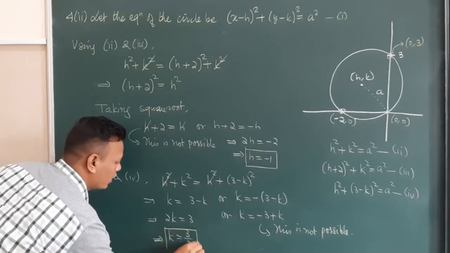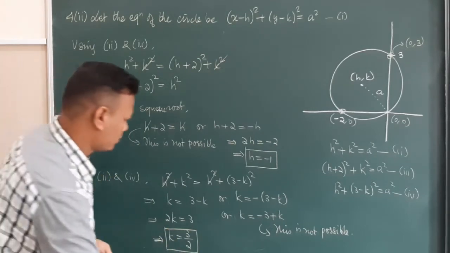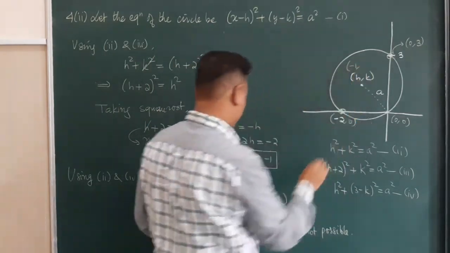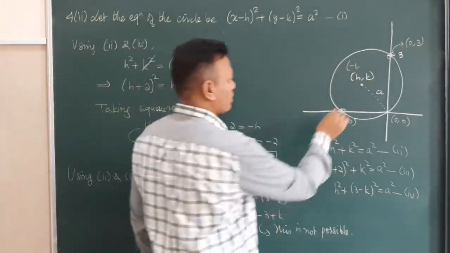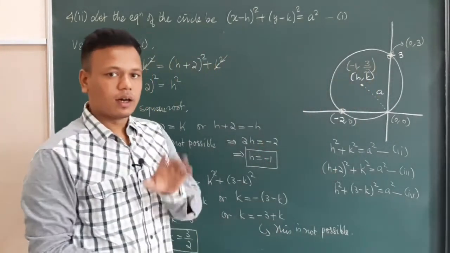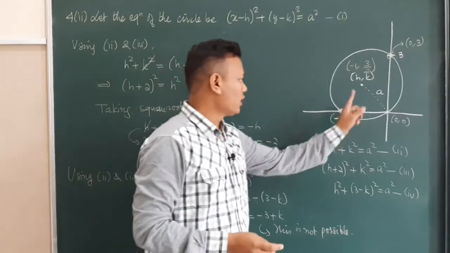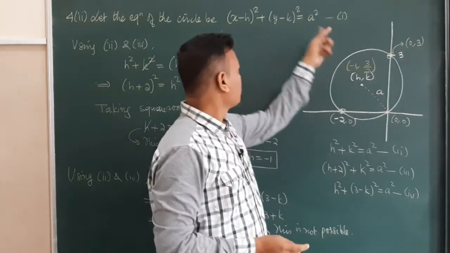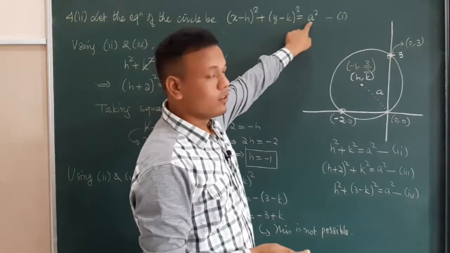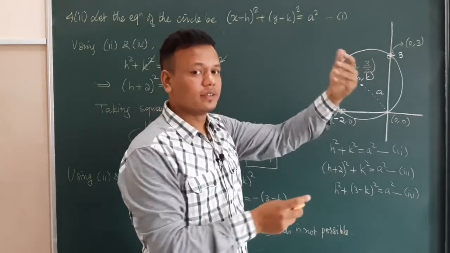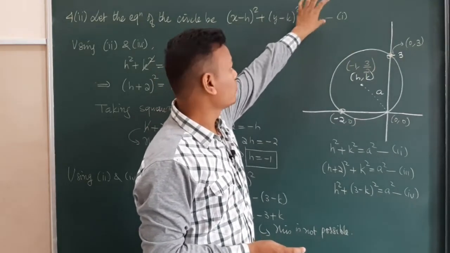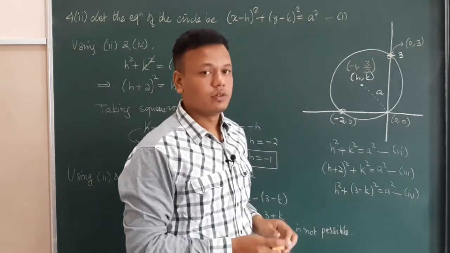So we got our center, and the center is how much? h is minus 1, and k is 3 by 2. Now we got our center. Now our aim is to find our radius, because we will substitute here. We got the value of h, we got the value of k. Now we need to find the value of a, or you can say the value of a square, and substitute in 1.